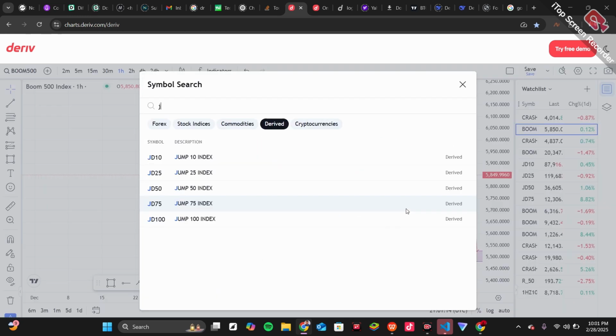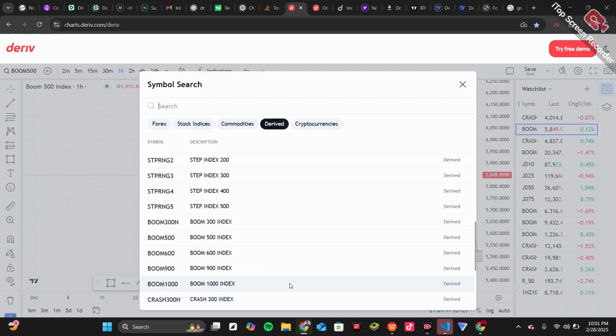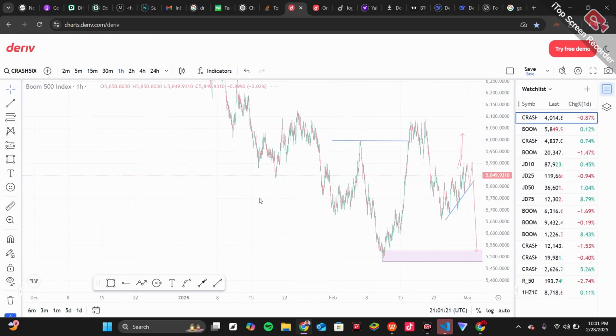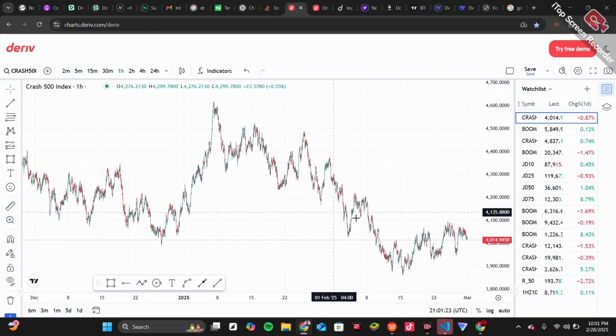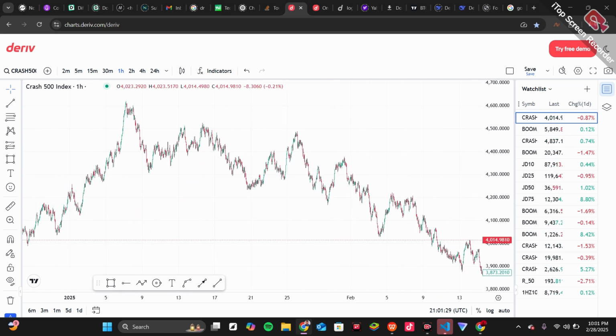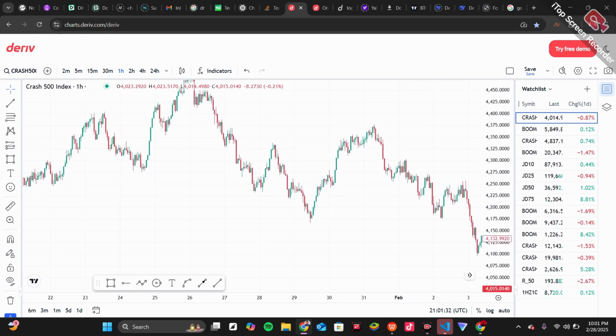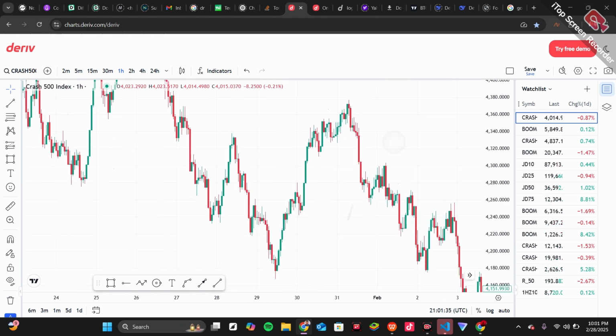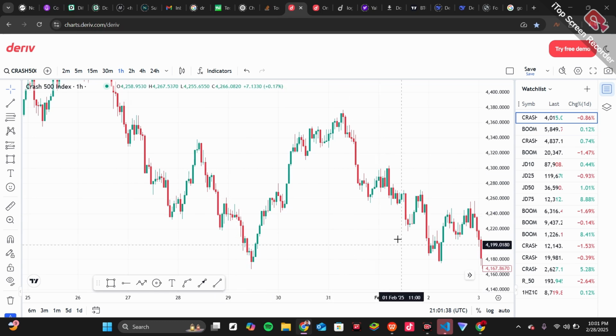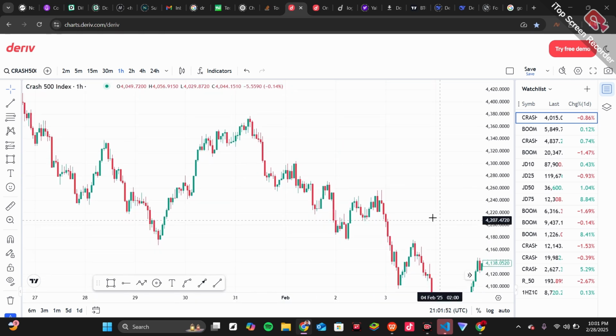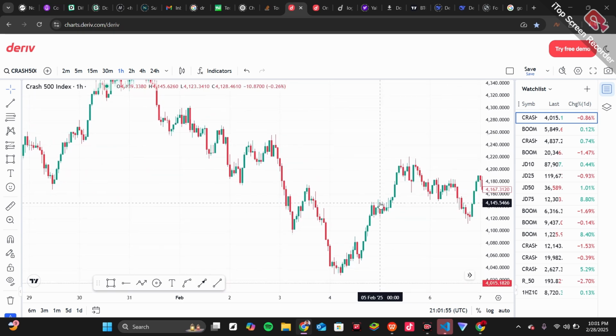So now let's check the crash. Let me check crash 500. Currently crash 500 is in a downtrend. So what does crash do? Crash is crashing. It spikes down. Sometimes I trade against the spike. Sometimes instead of saying trading against the trend, you say spike, because the price movement spikes down, but it's not every time.